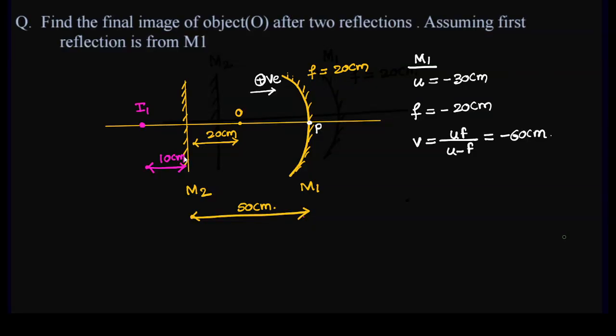Now this I1, which is the image of the first mirror, is the object for M2 now. And where will the final image of M2 be formed? It should be formed somewhere here, so this is I2. And this distance is how much? 10 centimeters.